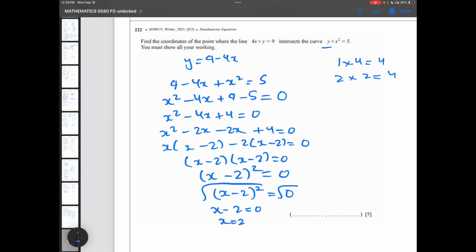Now to find y, let's place the value of x in our equation of the line, or I can just put it over here as well. y is equal to 9 minus 4x. Let's put the value of x, that is 2. So y is equal to 9 minus 4 into 2, which is 8. So y is equal to 9 minus 8. And y is equal to 1. So x is 2 and y is 1. We have found the coordinates of the point.